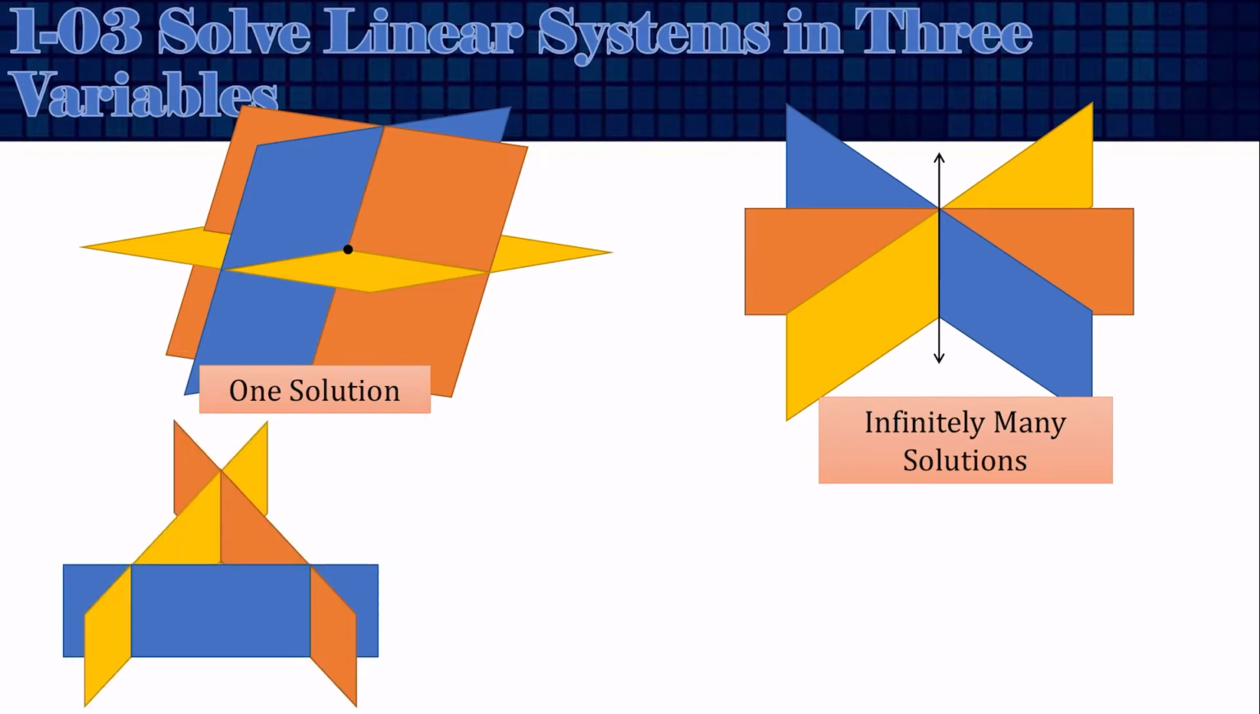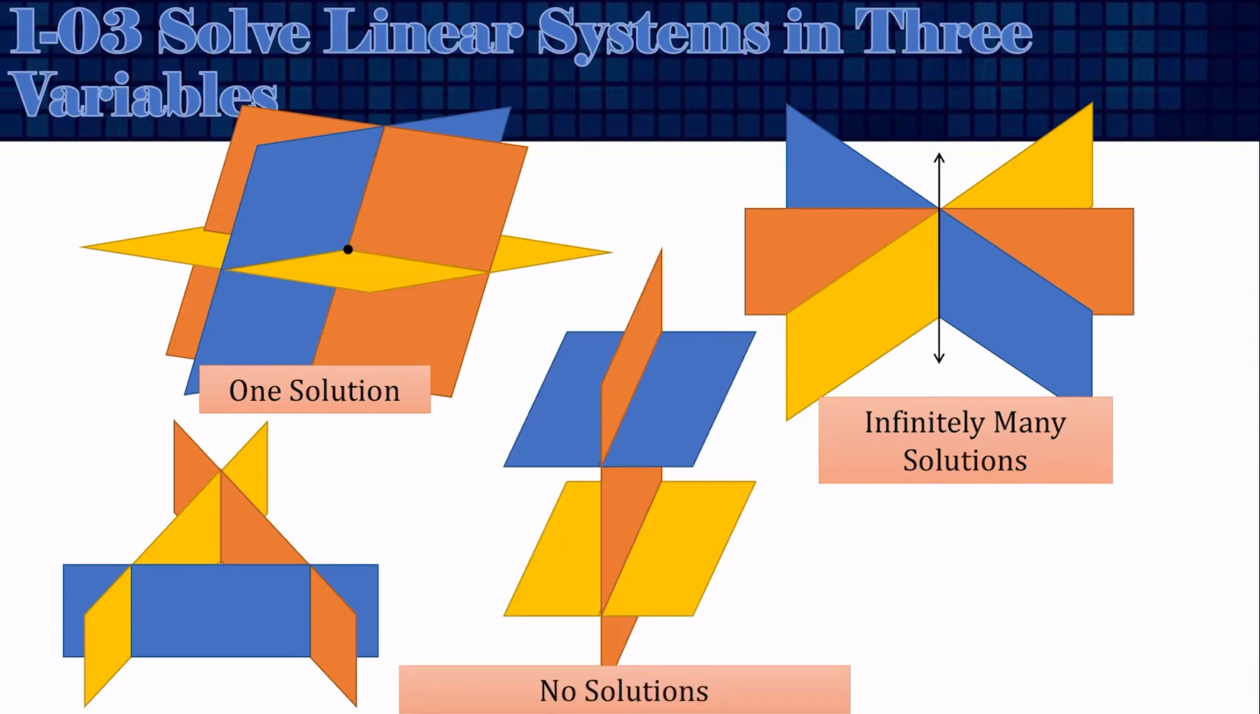But they could be like that. The 3 planes do not intersect at a single point. So that would be no solution. Or maybe like that. The 3 planes do not intersect. So that would also be no solutions. Or maybe they're all parallel. They don't intersect at all. That would also be no solutions.